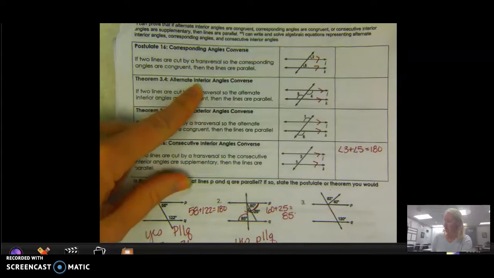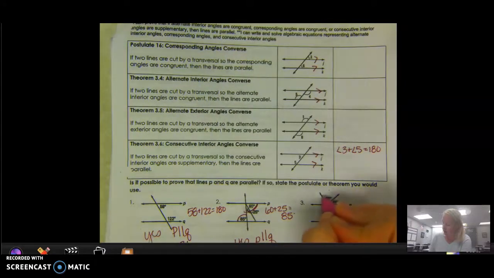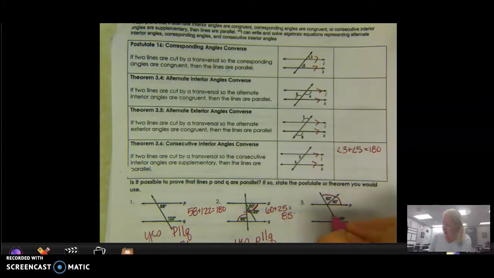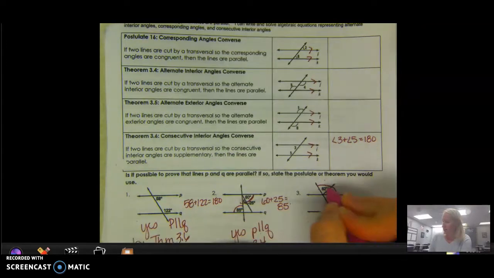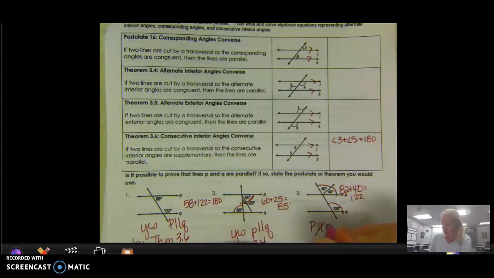3.4. Here, this is 120 degrees. It would have to be equal to this whole angle by corresponding angles. So 82 plus 40 is 122. So they are not equal. So P is not parallel to Q, because 122 does not equal 120.